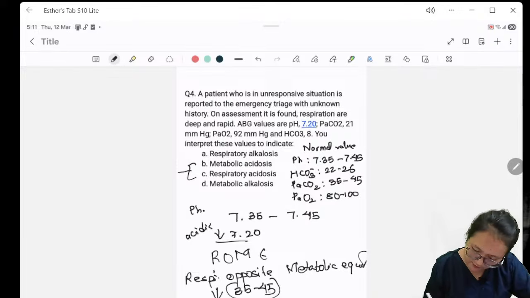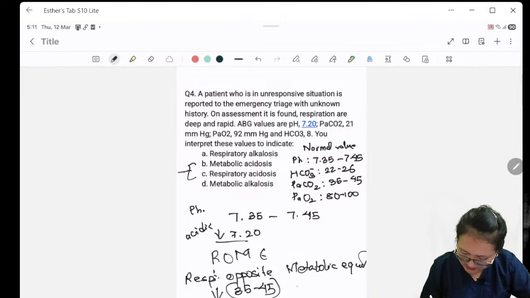Then we have metabolic. Here in metabolic we have seen bicarbonate. Okay, bicarbonate is 8, it's going down. Okay, normal range is 22 to 26.